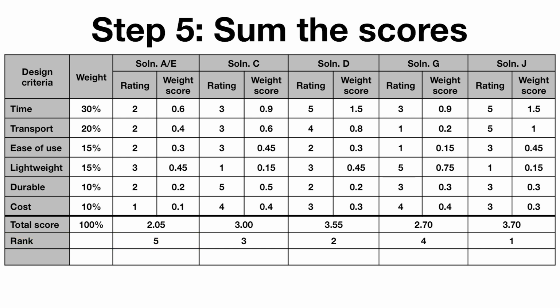The solution with the highest value is usually selected as the design solution to move forward with. For our scoring P matrix, solution J scored a 3.7. So we'll mark to continue this solution as a yes, and all the others will mark as a no.